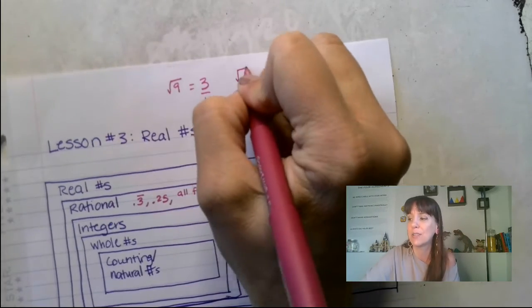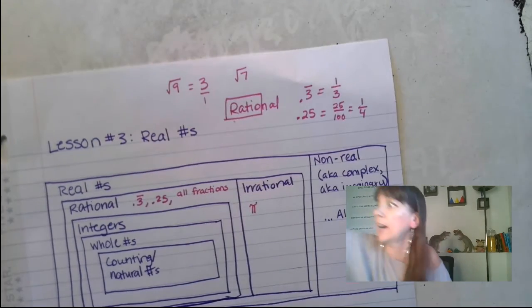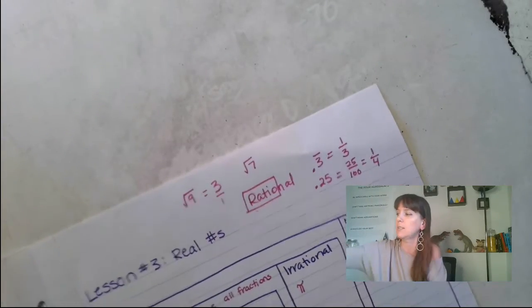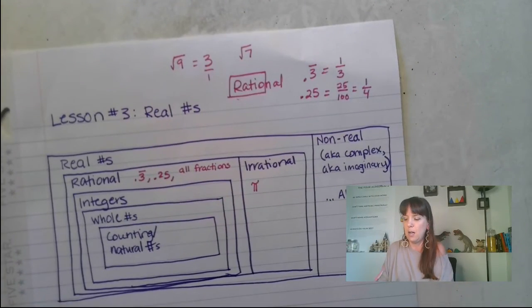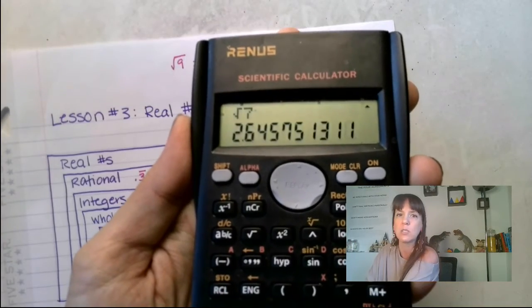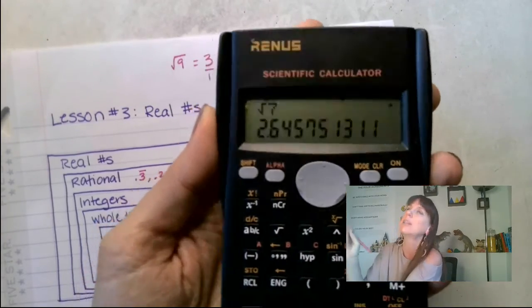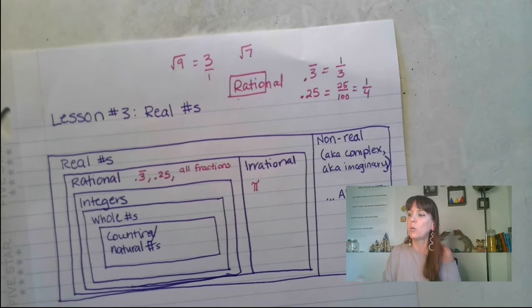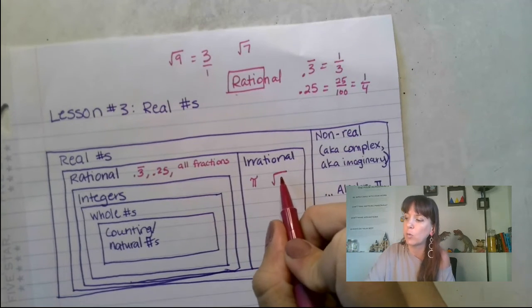Irrational, square root of 7. That is not a perfect square, and if we do that, oh, sorry about that, guys. I had to reach for my calculator. Square root of 7, if you take a look here, equals blah, blah, blah. That actually goes on and on and on, and it doesn't repeat. So the square root of 7 would be considered irrational.